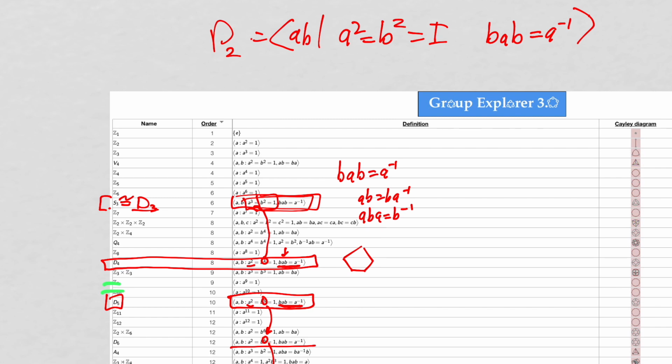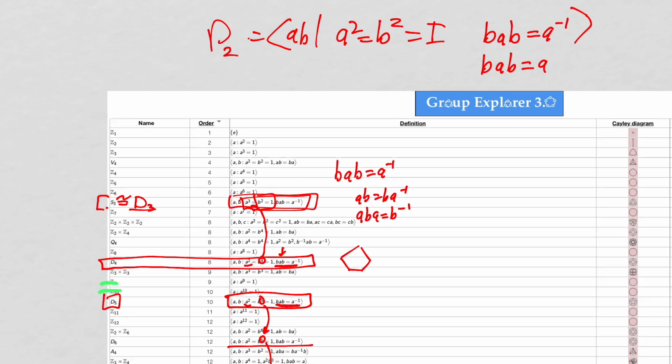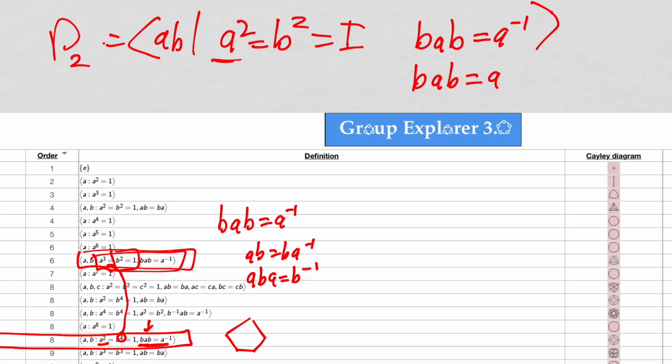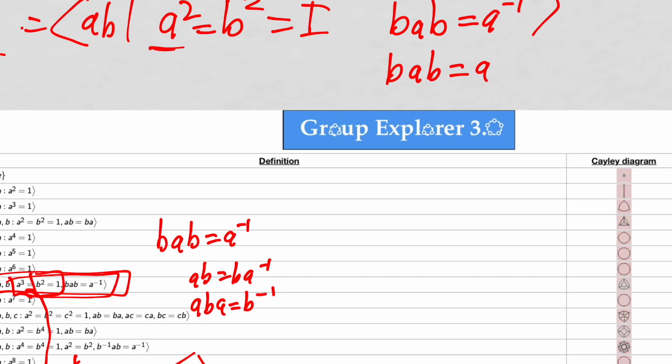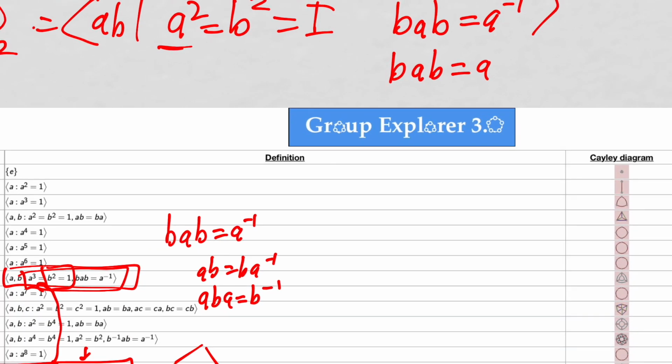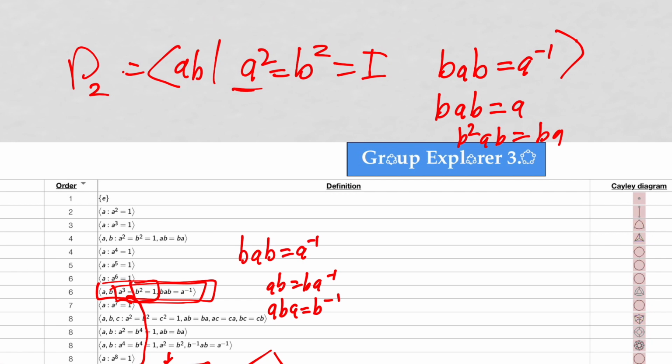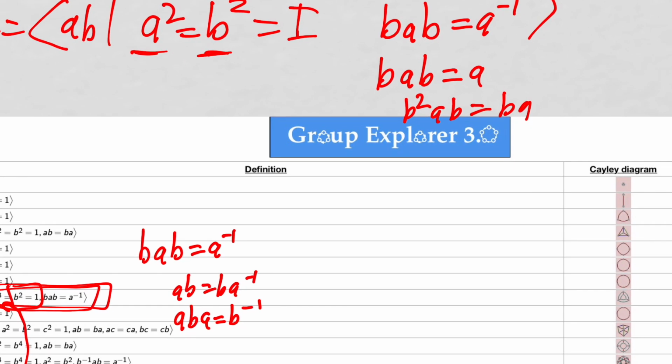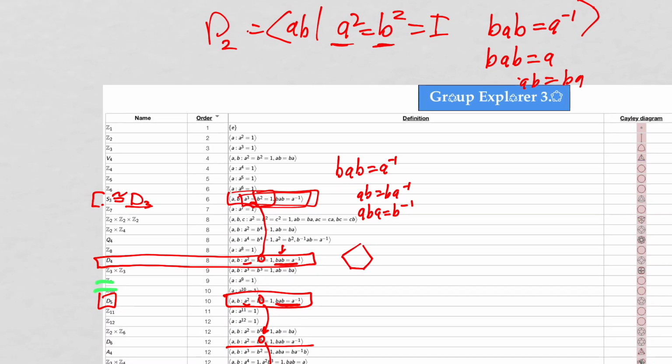And now what happens over here? Well, it's always been the case that BAB equals A, right? Because A being an involution, A inverse is A. And then I multiply on the left by B, and I get B squared AB equals BA. But notice at this very low dimensionality, B is an involution also. So this goes away, and I get AB equals BA. So for D2, I can get rid of all this, and I can just write AB equals BA.